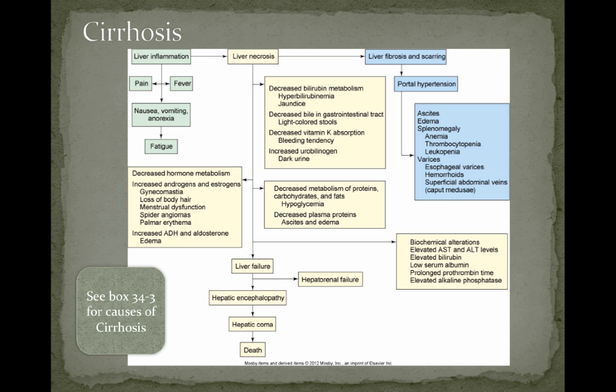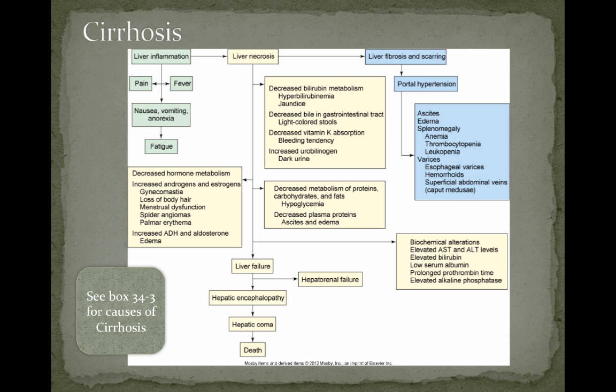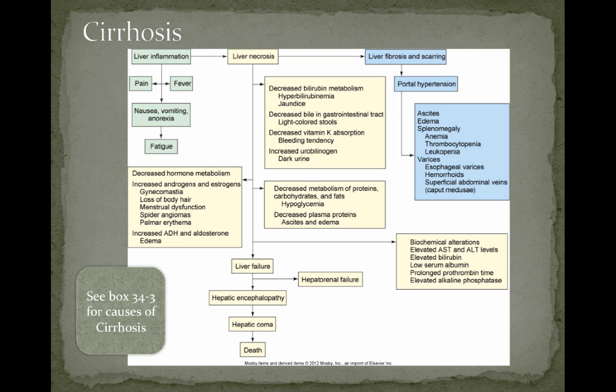So this causes shunting of blood to bypass the liver, and so generally what happens is the toxic metabolites that are made from the liver cannot leave the liver, okay? The one you're most concerned about is ammonia. So as ammonia backs up, ammonia can lead to something called hepatic encephalopathy, which we'll talk about in just a few minutes.